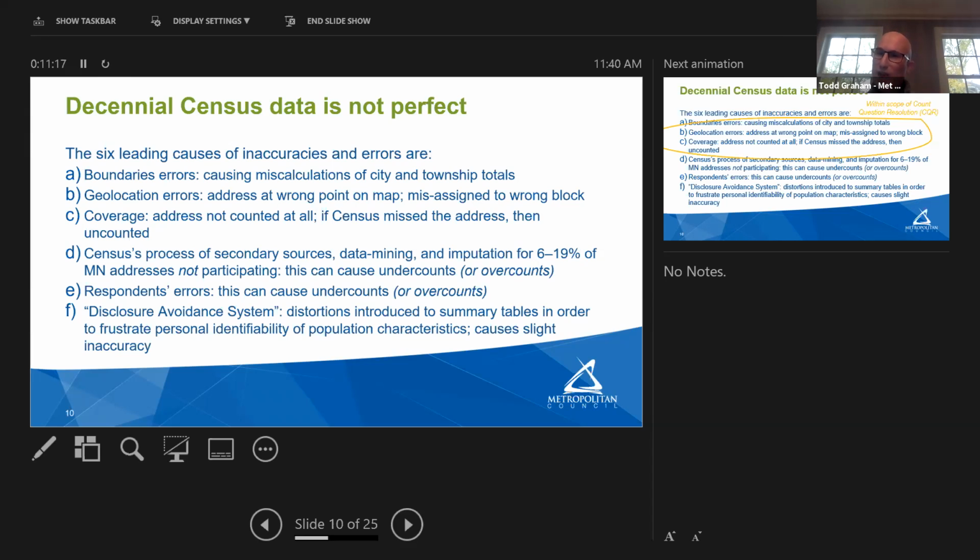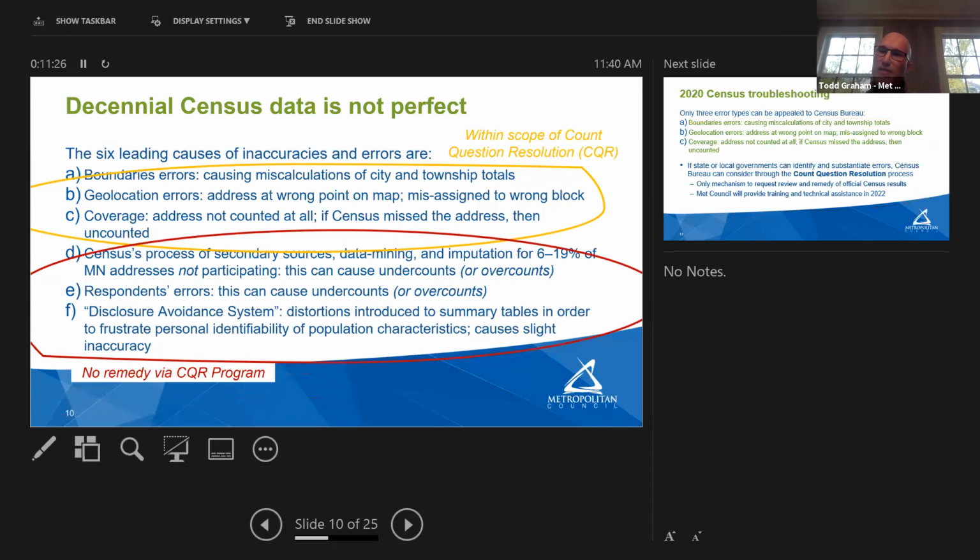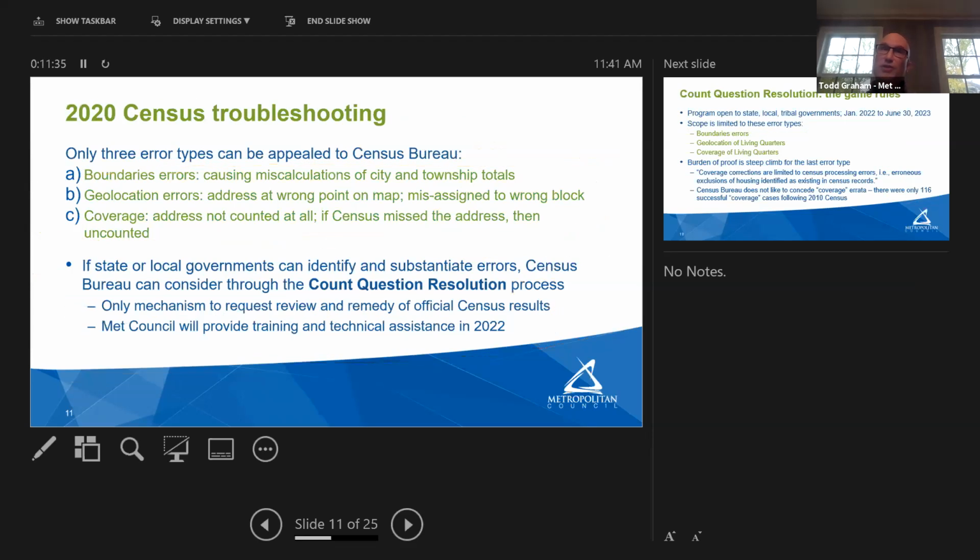I said a minute ago, I've ordered these issues by the ease or difficulty of the problems. In fact, the Census Bureau has a final phase, the very last operation of the 2020 census, to consider corrections for the first three issues, and only the first three issues. The Census Bureau calls this the count question resolution process. It's a due diligence and accountability operation that Congress requires.